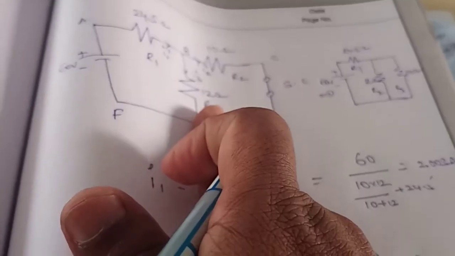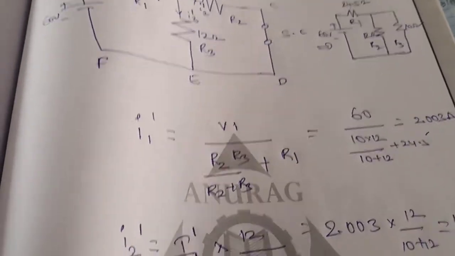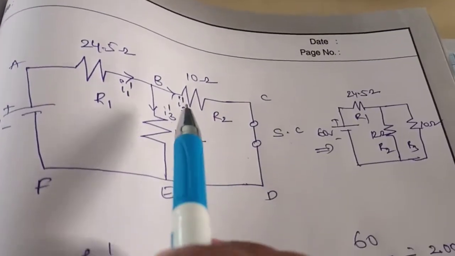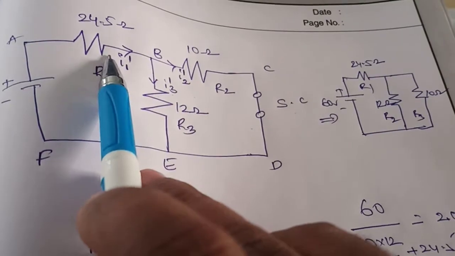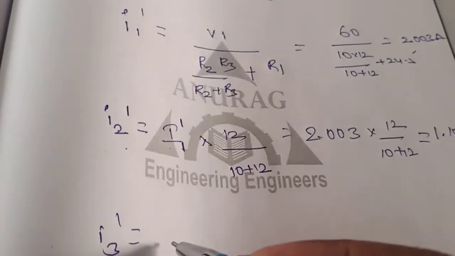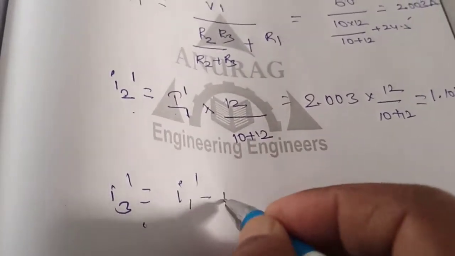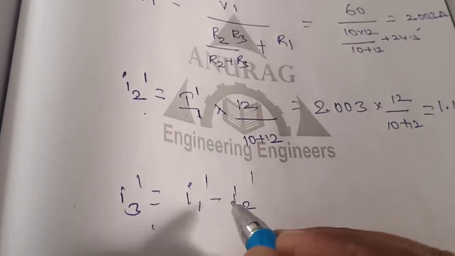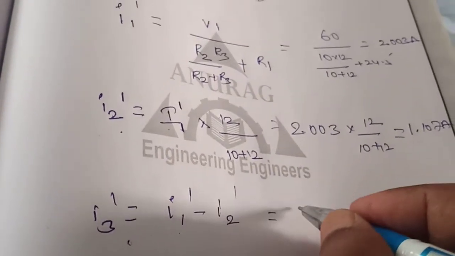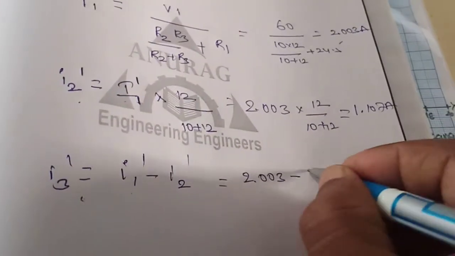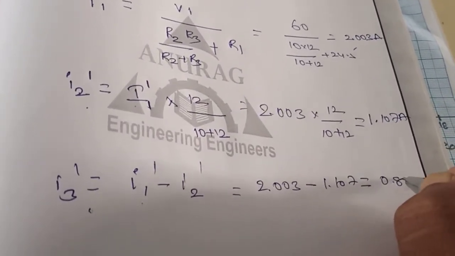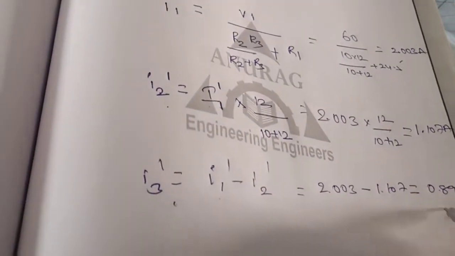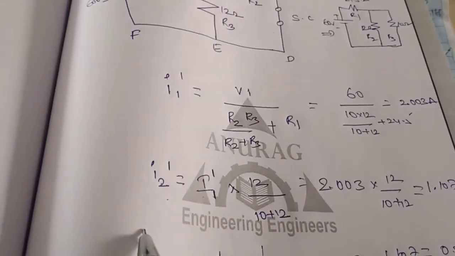Now you have to find I3 dash. What is I3 dash? I3 dash is the current flowing in R3. How can we write it? I1 dash current is entering and I2 dash current is leaving. So you can write I3 dash equals I1 dash minus I2 dash, because I1 dash is the entering current and I2 dash is the leaving current. I1 dash is 2.003 minus 1.107. If you solve this, you get 0.896 amperes. So this is I3 dash. So you have I1 dash, I2 dash and I3 dash.